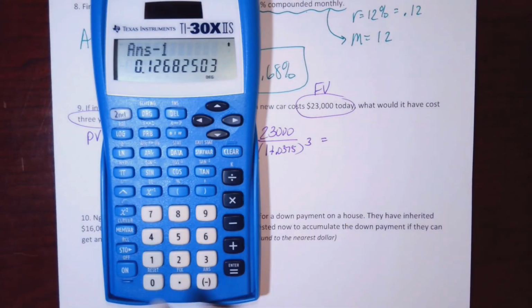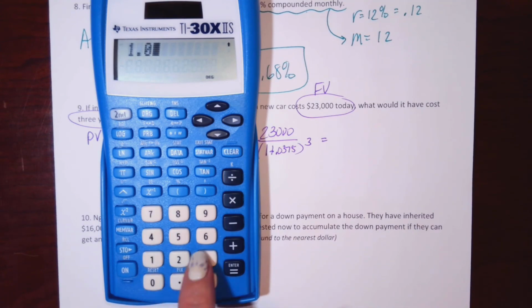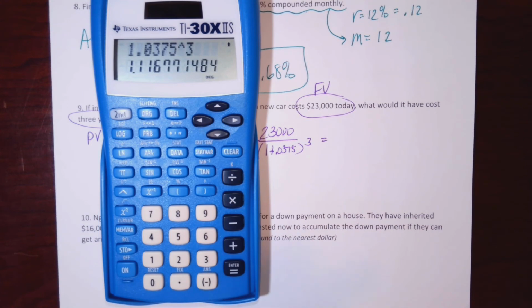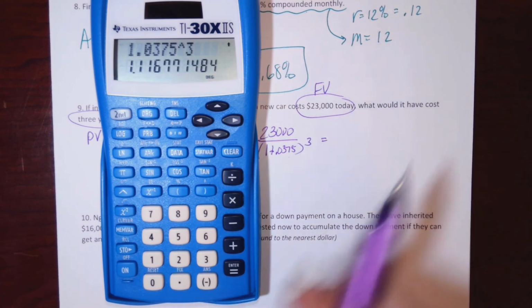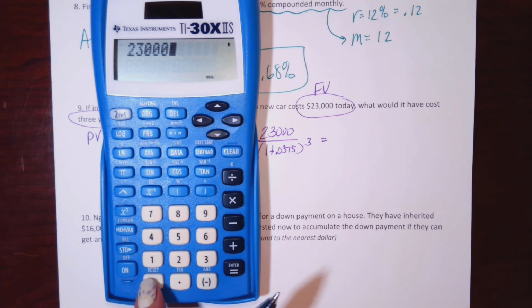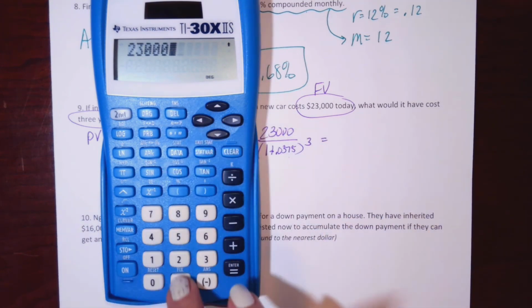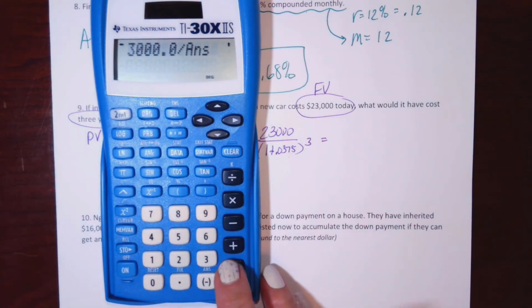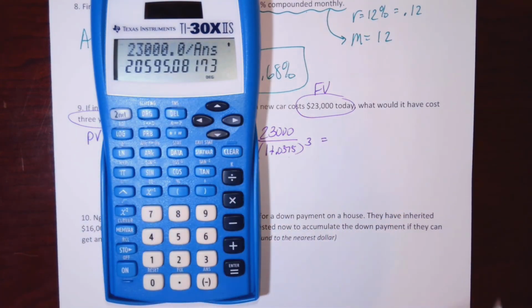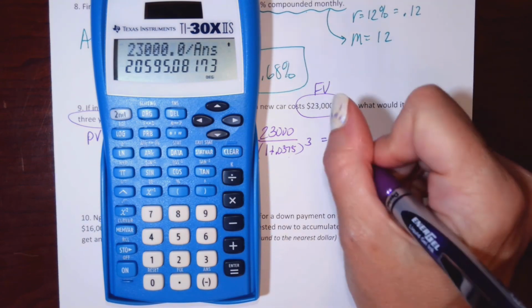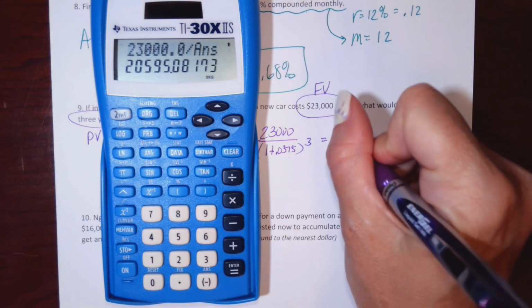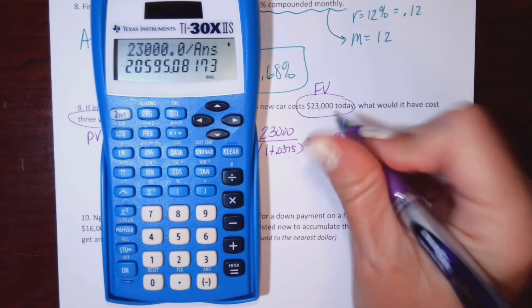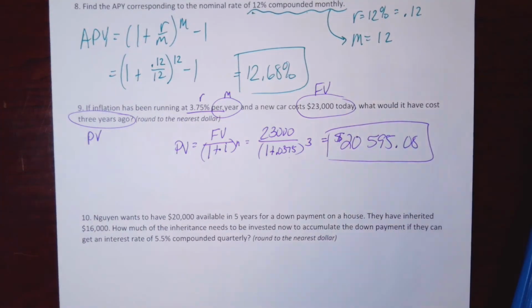I'm going to go ahead and calculate the denominator: 1.0375 to the 3rd power. And then I'm going to divide numerator by denominator. So 23,000 divided by the second answer, to bring up the denominator that I calculated. And I get a value of $20,595.08. Does that make sense?